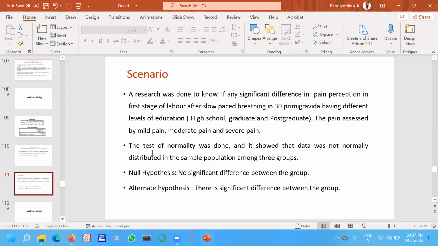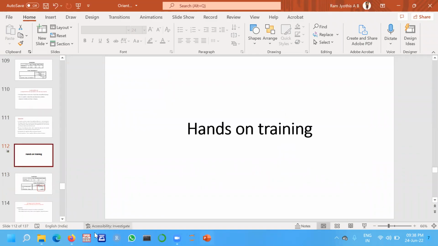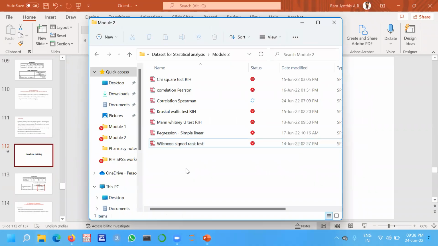Now, the test of normality was done and showed the data was not normally distributed in the sample population. The null hypothesis is no significant difference between the groups, and the alternative hypothesis is there is significant difference between the groups. And here also we need to do a post hoc analysis. Okay, let us go for a hands-on training. So take a data set. We have to go for a Kruskal-Wallis test.